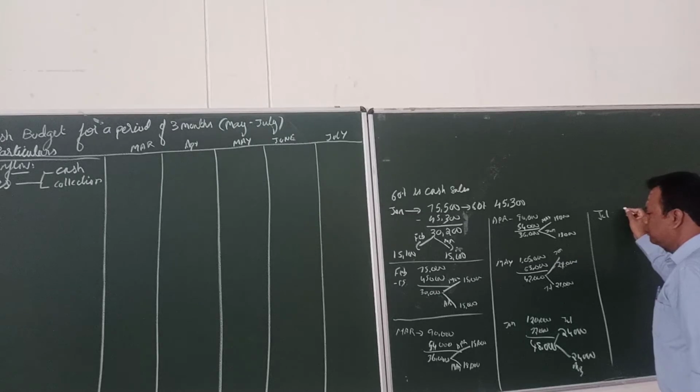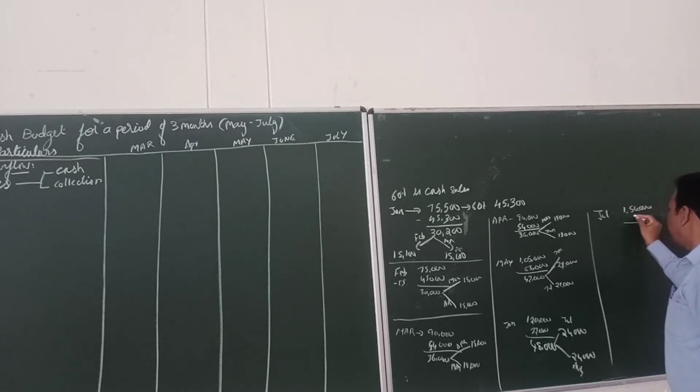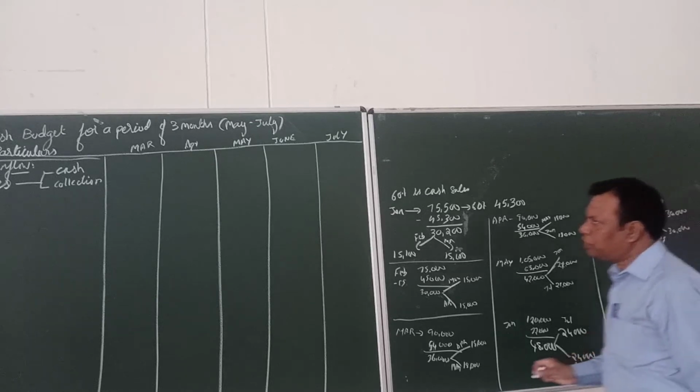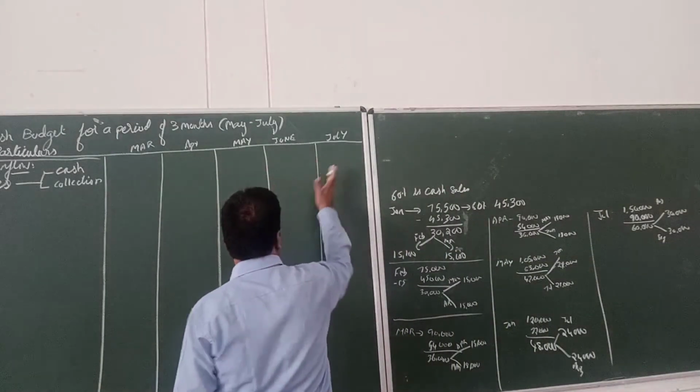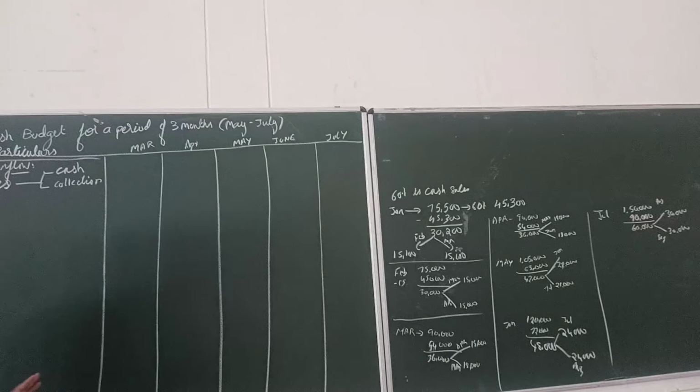150,000. Then cash sales 90,000. So balance is 60,000, so then it is August and September. Focus only on May, June, July. These are all working notes. Rest all working note. Is that clear?